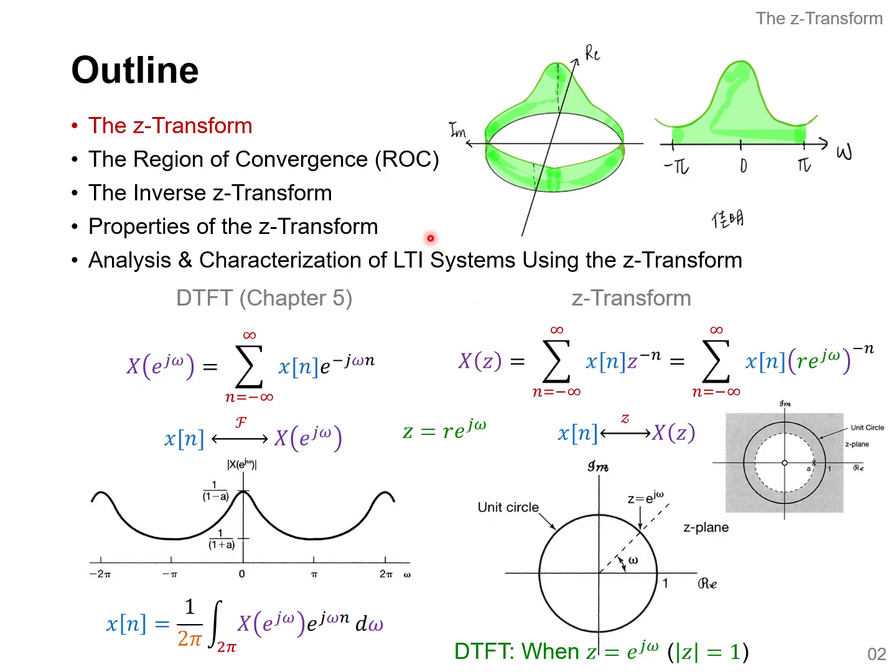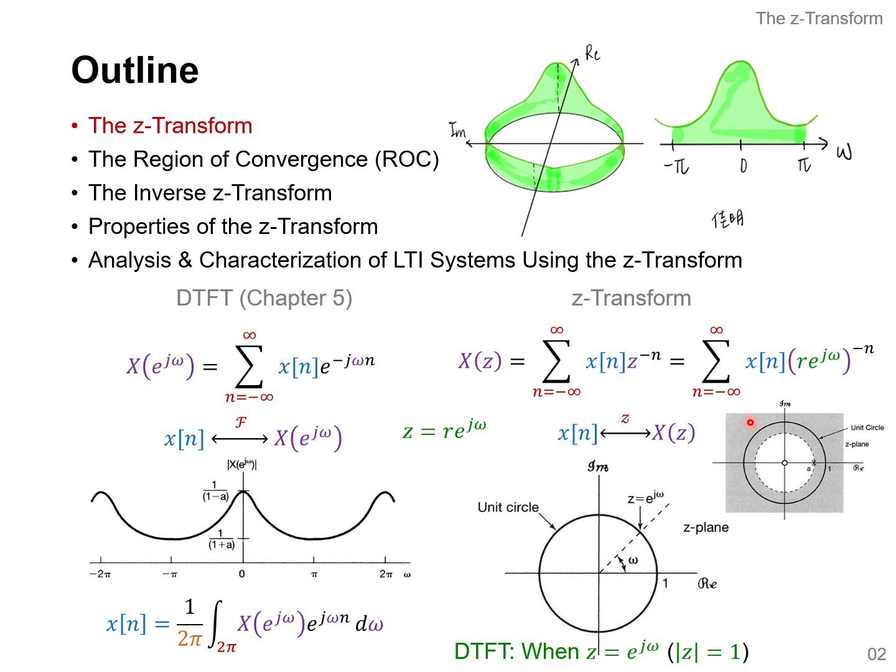Okay, everyone, we are moving from the DTFT to the Z transform. The DTFT looks at frequency, but it only works for stable signals. That's a big limitation. The Z transform is much more general. It can handle both stable signals and unstable signals.